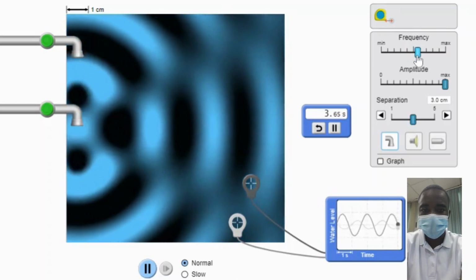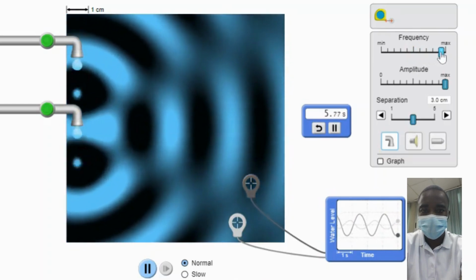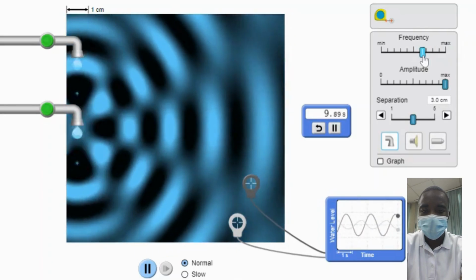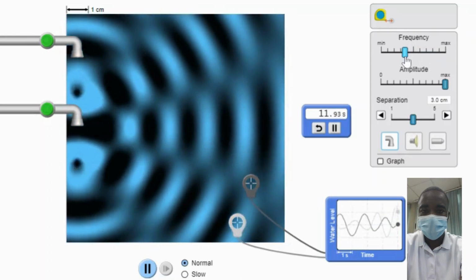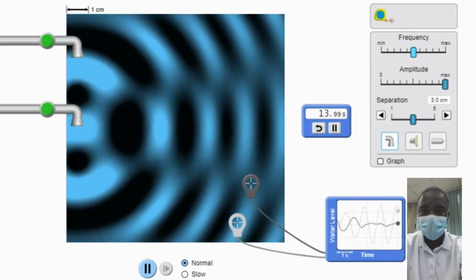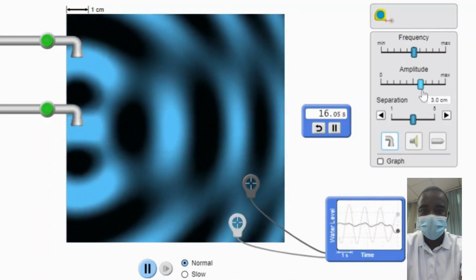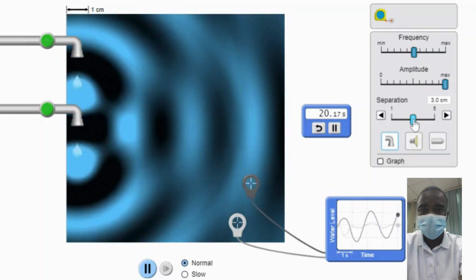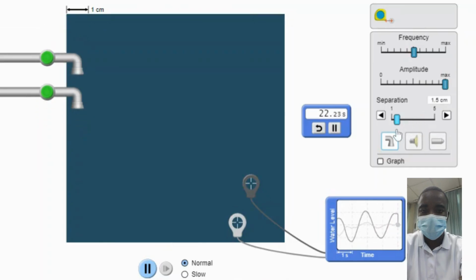Whether used in a classroom setting or for individual study, this simulation can significantly enhance the learning experience and build a strong foundation in physics. Through exploration and experimentation, students can gain a deeper appreciation for the complex and fascinating world of wave behavior and its applications in various scientific and engineering fields.